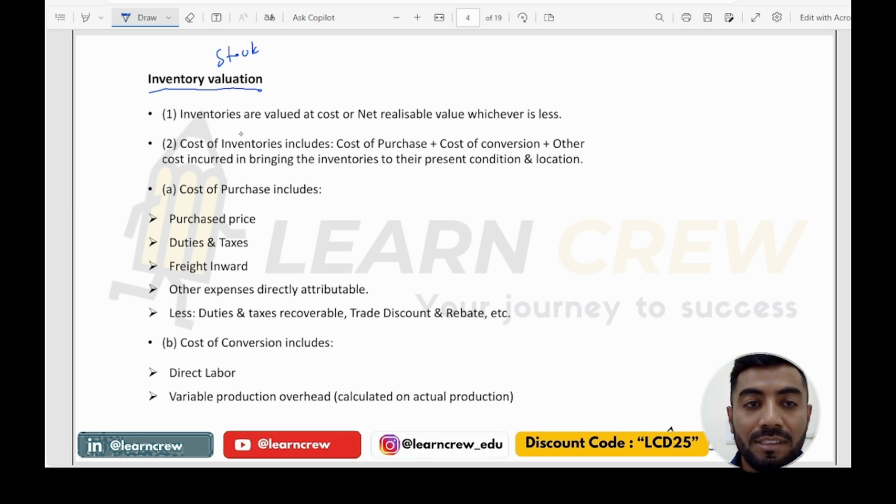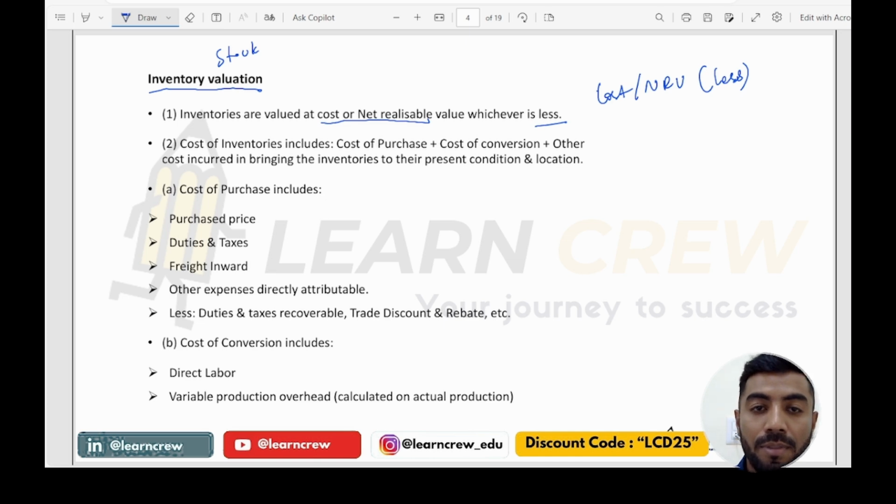Generally, inventories are valued at cost or net realizable value, whichever is less. This is the general rule. We have multiple adjustments, what to be included, what not to be included. We'll discuss that one time. But the thumb rule is inventories, the stock, is valued at cost or net realizable value, whichever is less.